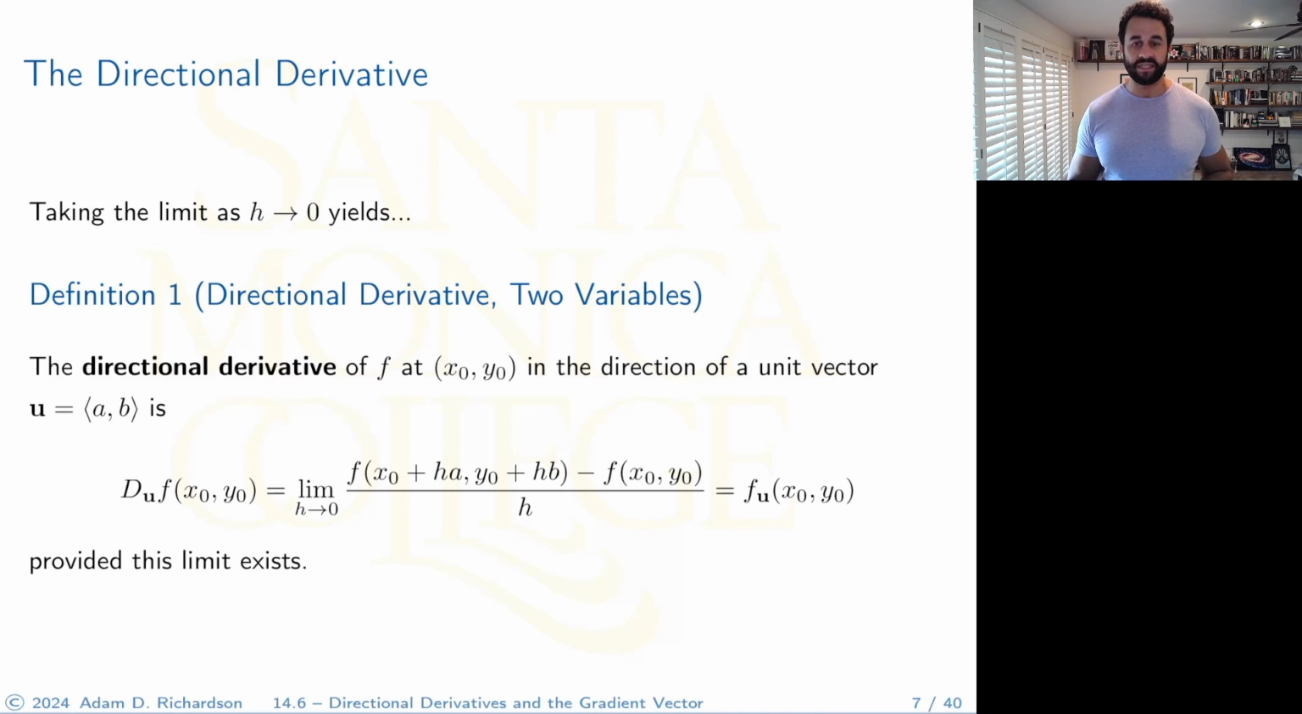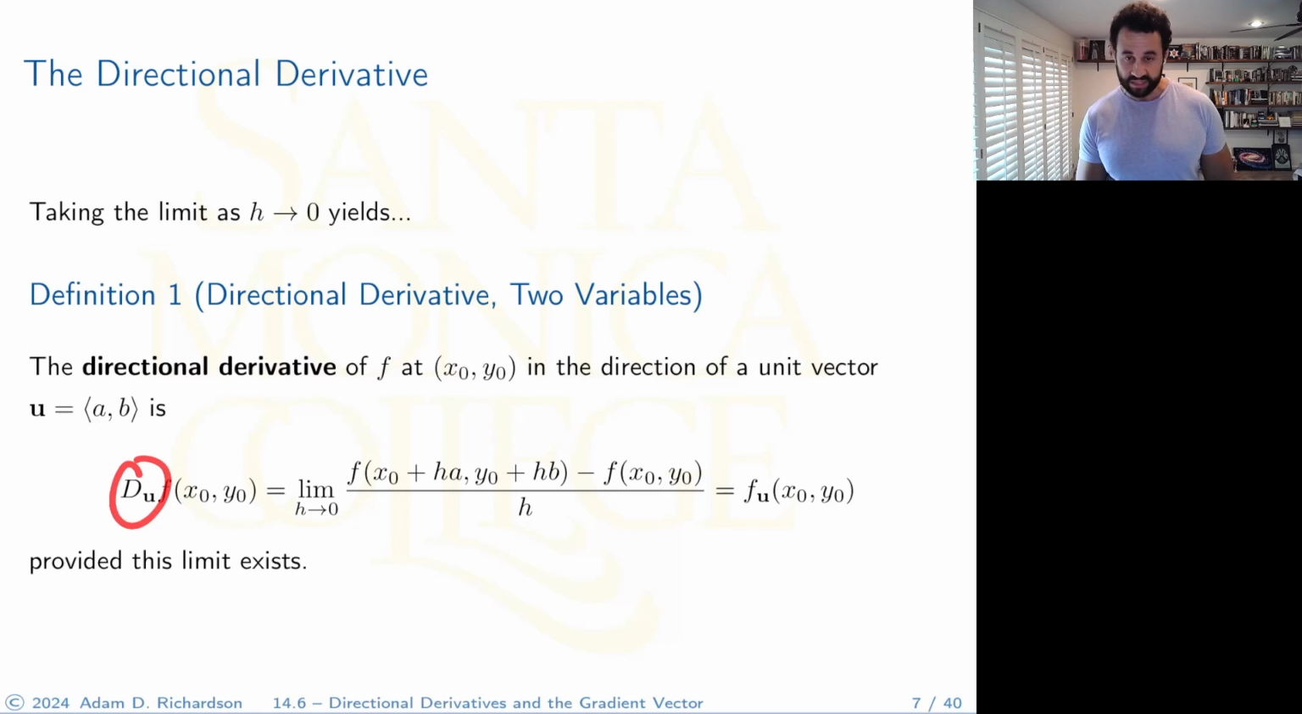Thus, we can take the limit as h goes to 0, and we get the definition of the directional derivative in 2 variables. So let's read it out. The directional derivative of f at some point in the direction of a unit vector u given by a comma b is denoted by this symbol, and it's basically taking the limit of this difference quotient.